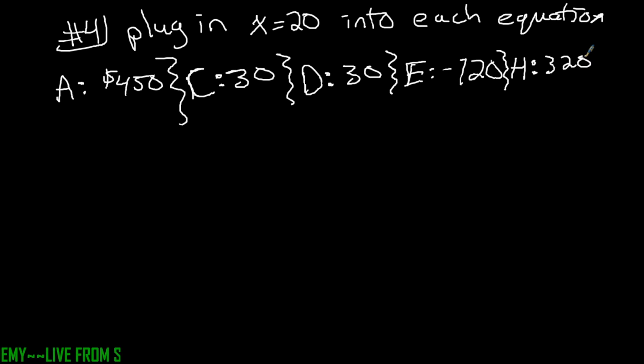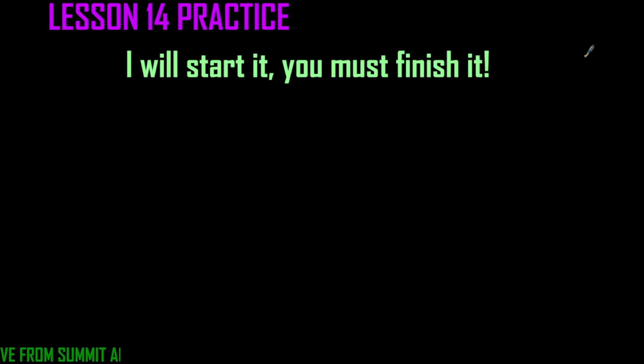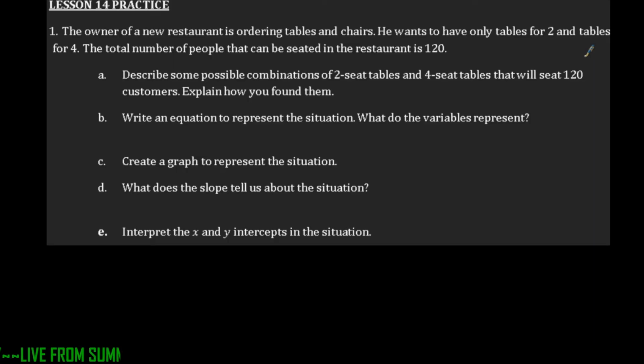All right, so now on the back, it starts that lesson 14 practice. I should be able to do most of these, but I'll try to start it for you. So what it means is this. Number 1 on the back, trying to set up some scenarios. So you could actually say, how many combinations of 2-seat tables and 4-seat tables would equal 120 customers. And so what I'm going to actually do is start at that part B, because I'm going to say this is going to be 2x plus 4y equals 120.